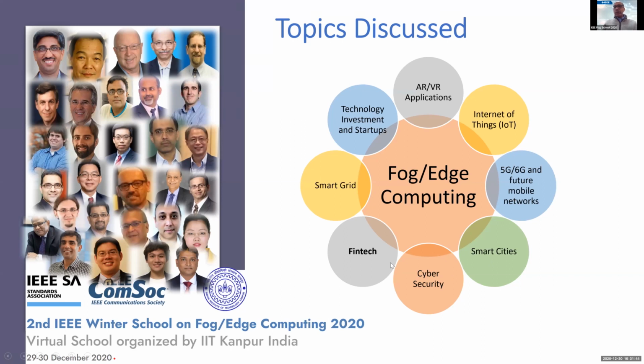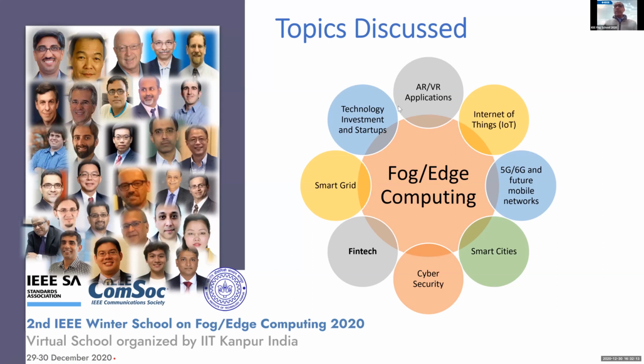And we also covered certain offbeat topics, not offbeat essentially, but something that would not have fit in a regular fog edge computing school, something like fintech, which a lot of participants appreciated. And we had Wendy talking about smart grid, fog and edge computing for smart grid, which was quite interesting. Then we had a set of speakers whom Kaushik found to talk about technology investments and startups, which was quite interesting. There were several questions from the participants.